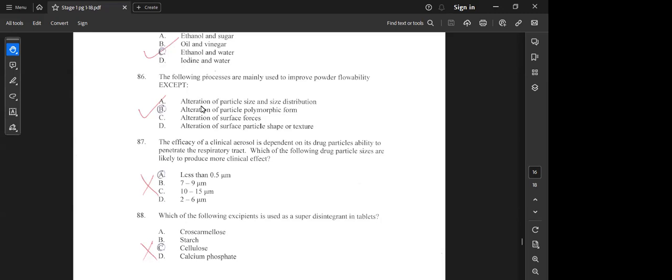Oh, sorry. So the question is asking which is the super disintegrant in tablets. We have croscarmellose, starch, cellulose, calcium phosphate. Simply saying starch. Okay, so starch is a super disintegrant in tablets. Usually we have other disintegrants.